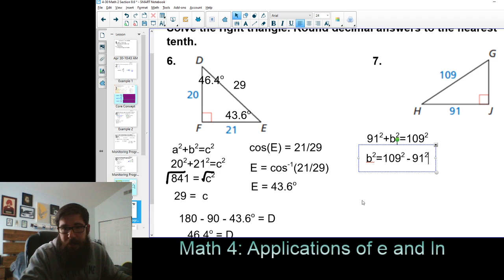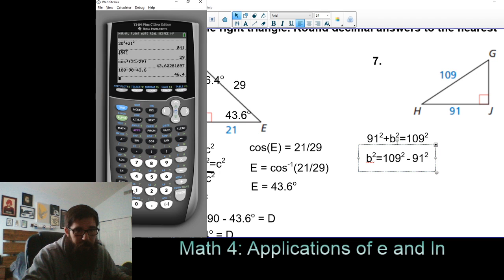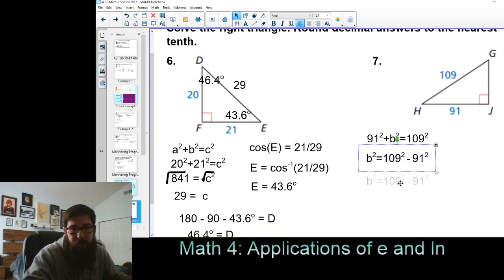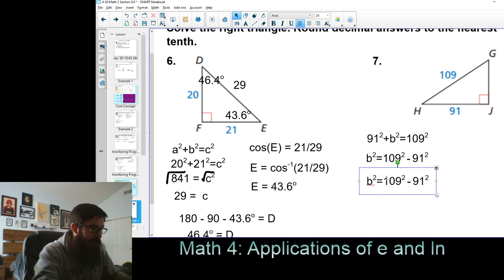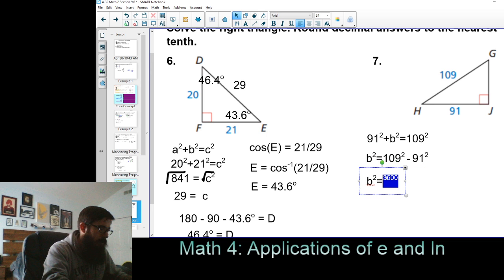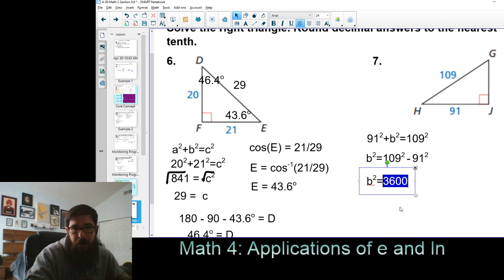I'm just going to type that in the calculator and see what it gives me. So I'm going to do 109 squared minus 91 squared. These are big numbers. Calculators are totally okay. 3,600. So b squared is exactly 3,600.